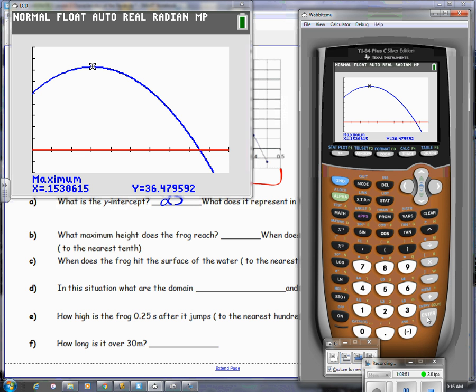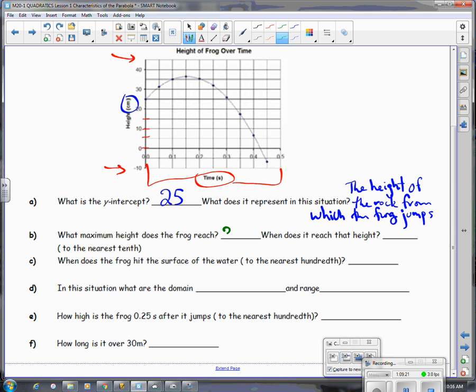So now what we have to remember is, what do these 2 numbers tell us? The x value tells us something, and the y value tells us something else. So the question says, what maximum height does the frog reach? Is that 0.15 or is that 36? The maximum is the y value, so it's the 36 point whatever. What do they want? They want it to the nearest tenth. So let's call it 36.5. That's 36.5 centimeters.